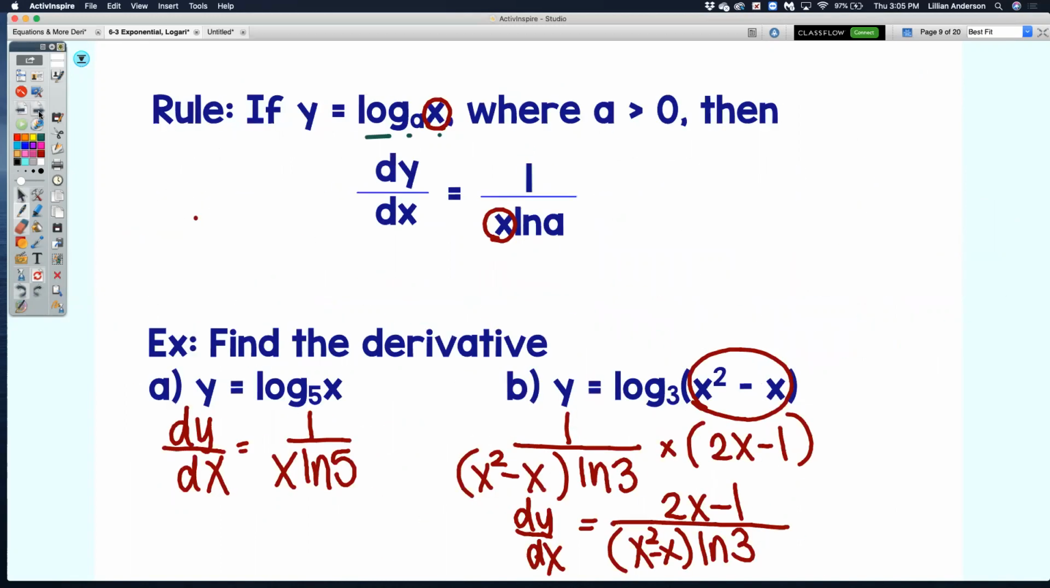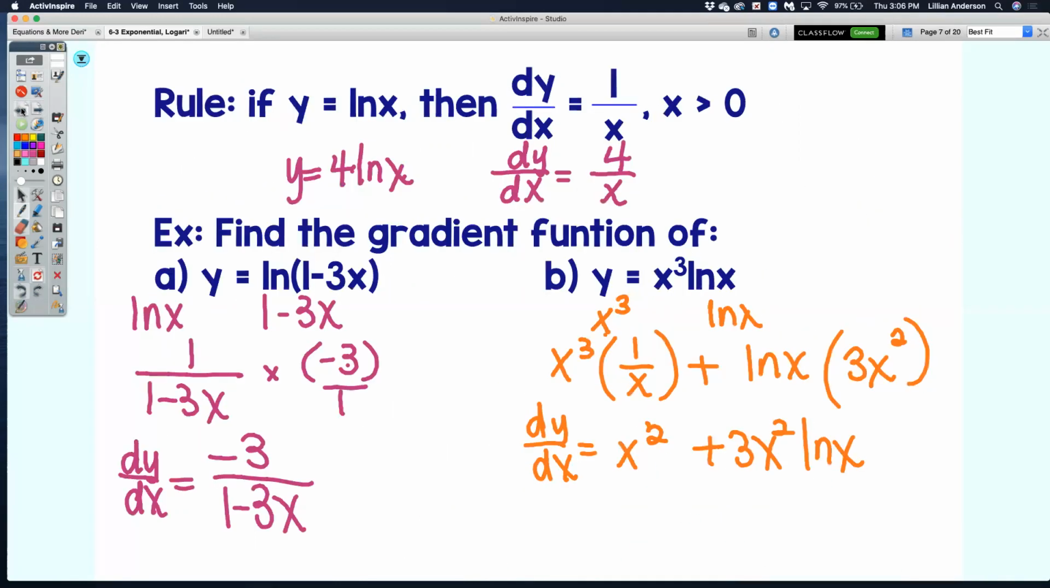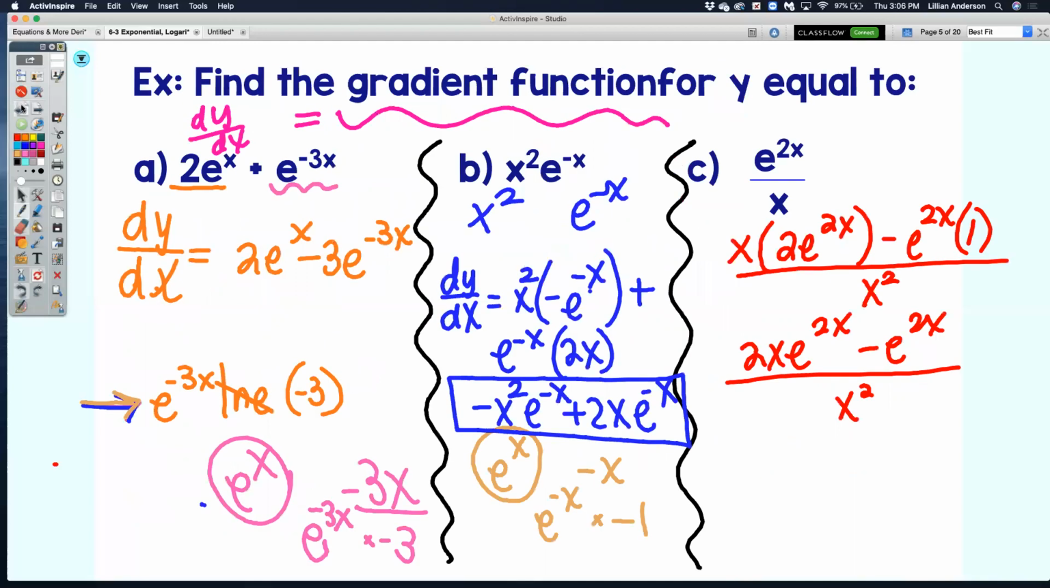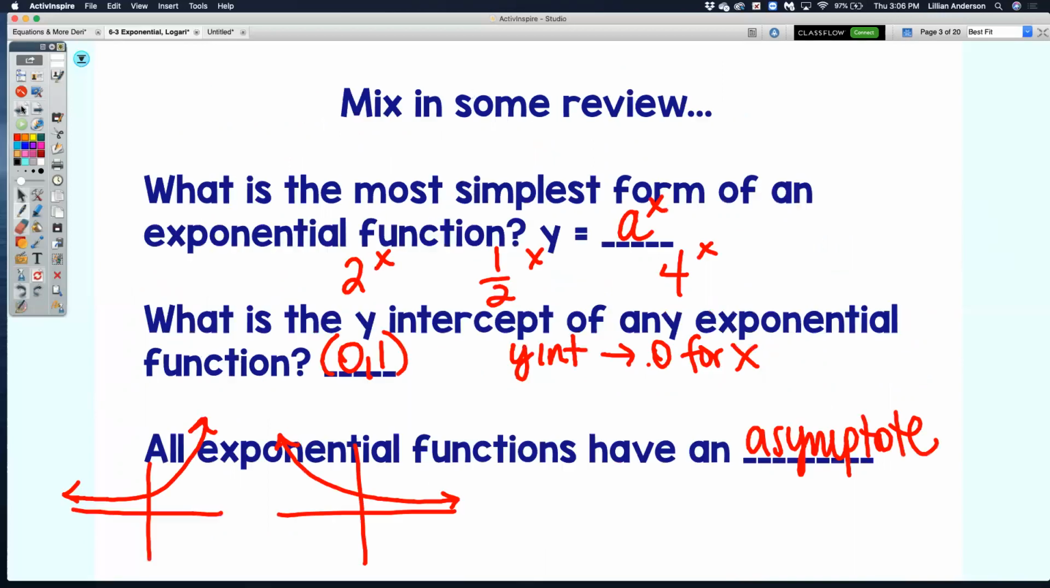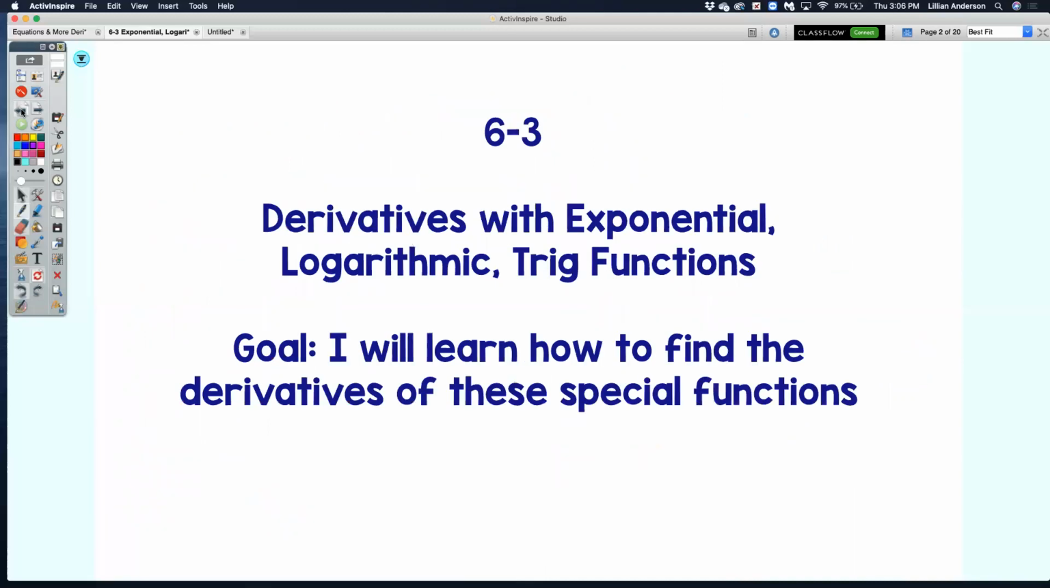The log one is in your reference booklet. The one for ln of x is in your reference booklet. The ones for e to the x, these top two, are in your reference booklet. And remember, this one here was just to show you that you are going to have chain rule and product rule and potentially quotient rule in these problems too for these special functions. And that was this section 6-3.